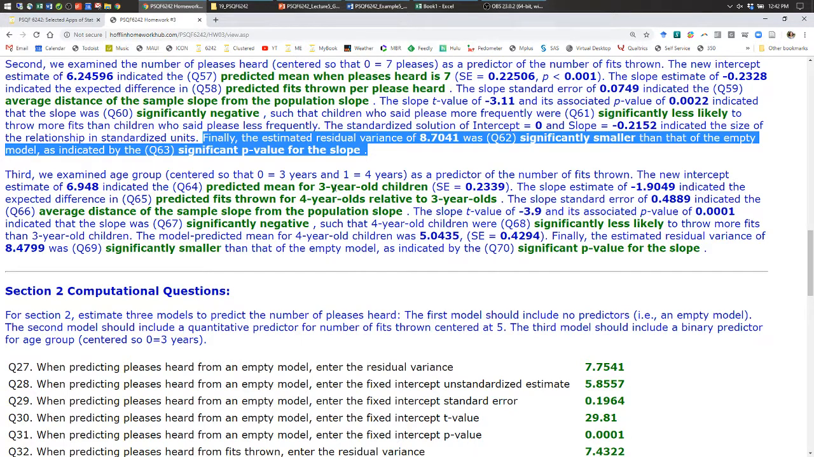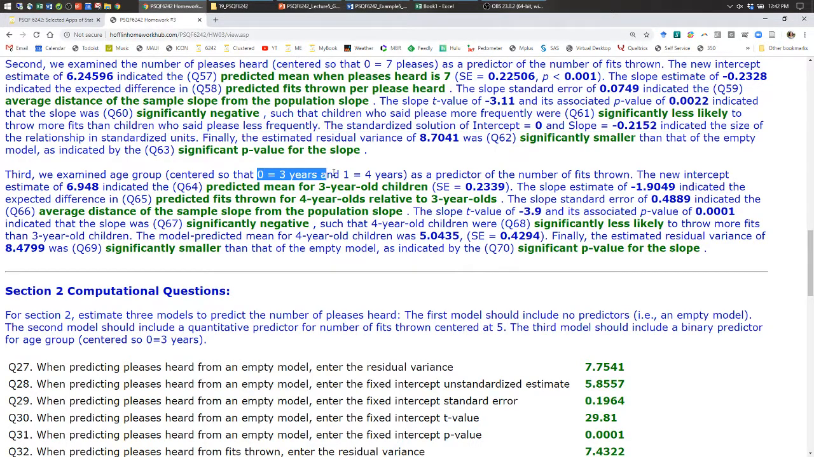In terms of the age group model, the variable was already coded so that 0 indicated 3 years and 1 indicated 4 years. So you did not have to transform it. However, you did have to figure out that because 0 indicated 3 years, the fixed intercept for the model directly gives you the predicted outcome for the 3-year-olds. You have to find what it is for the 4-year-olds as a linear combination of the slope and the intercept. And so that was, I guess, the only tricky part on that.